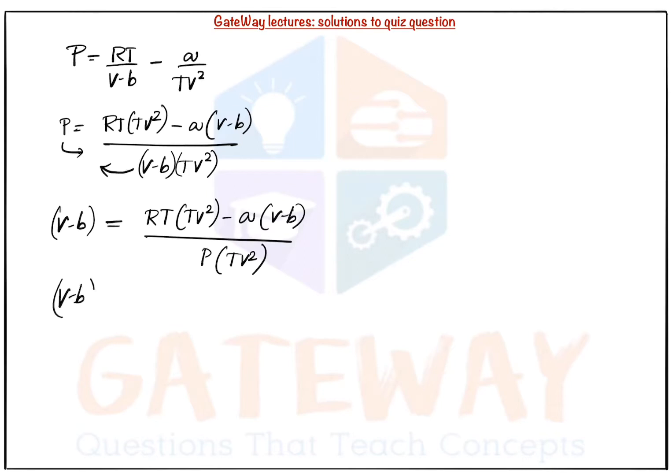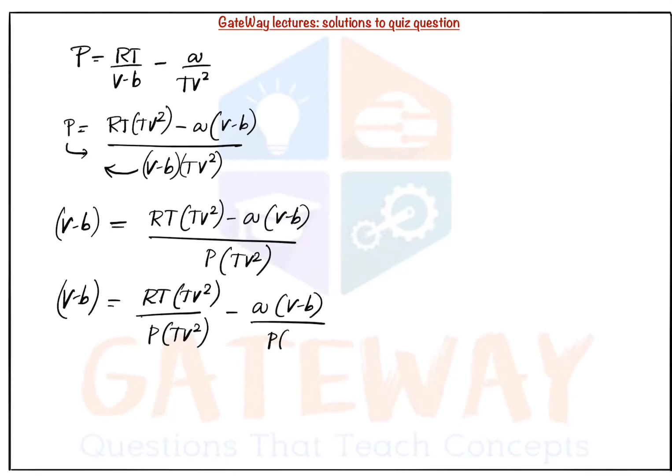Again from that, V minus B is equal to RT by TV square by P into TV square minus A into V minus B upon P into TV square. From that, V is equal to, send the B to the RHS. Here TV square and TV square will be getting cancelled. So it is RT by P minus A into V minus B upon P into TV square plus B.